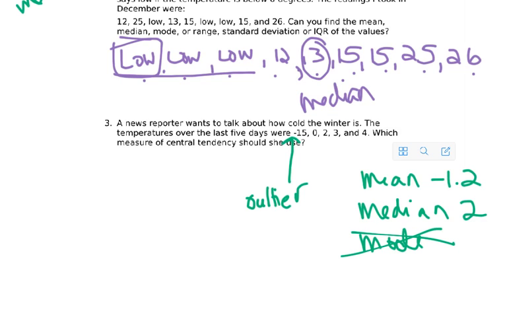So let's look back at this list of data again. You have these 5 temperatures. Do you think on average it was negative 1.2 degrees when most of the temperatures were 0 or above? Look at what the outlier did to the mean. It skewed it to the left. So the best measure of central tendency tends to be the median, particularly when there's an outlier.